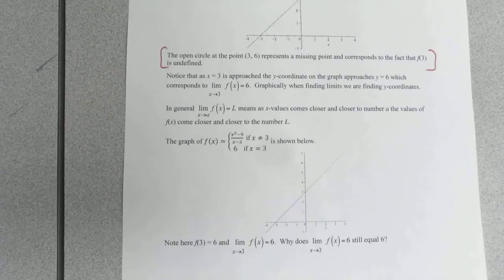And the reason why I didn't change the limit is limits are about close to. I didn't change what was happening close to 3. All I changed was what was happening exactly at 3, and so that's why the functional value changed. The functional value changed to 6. F of 3 is 6, but the limit, which is close to, did not change.